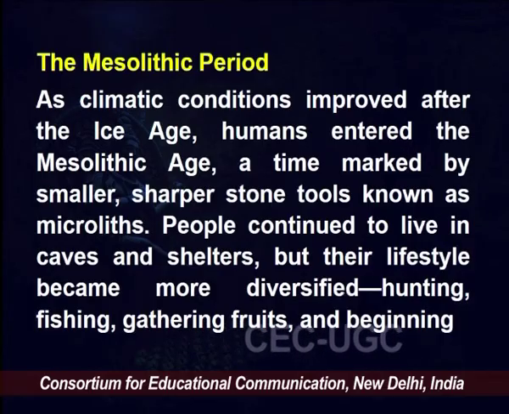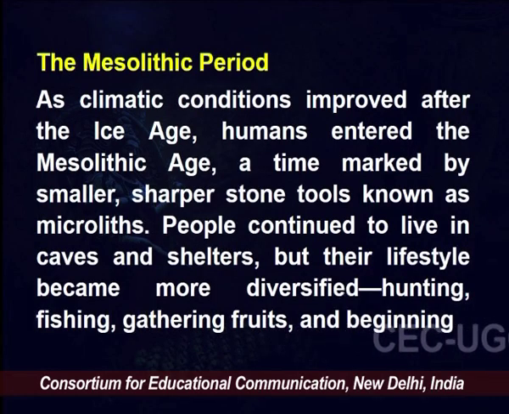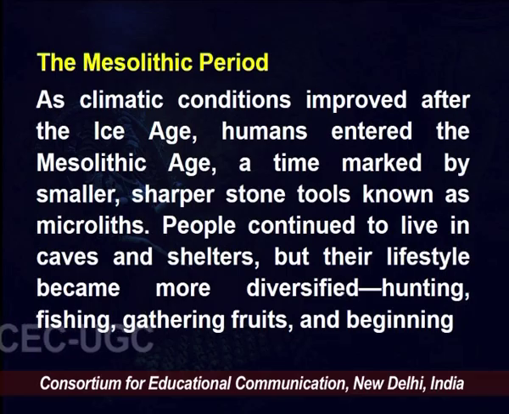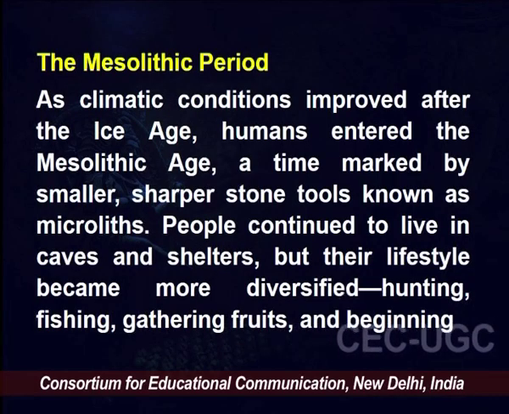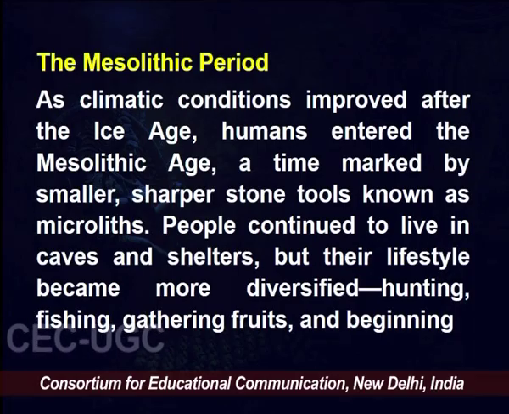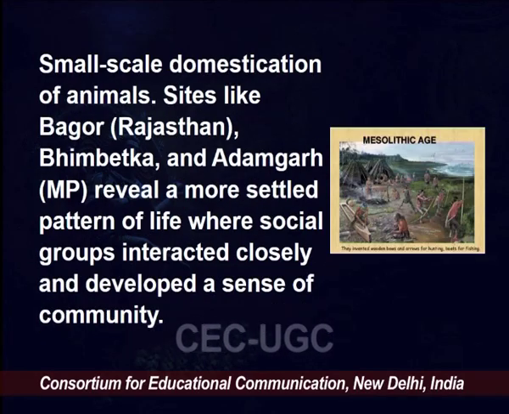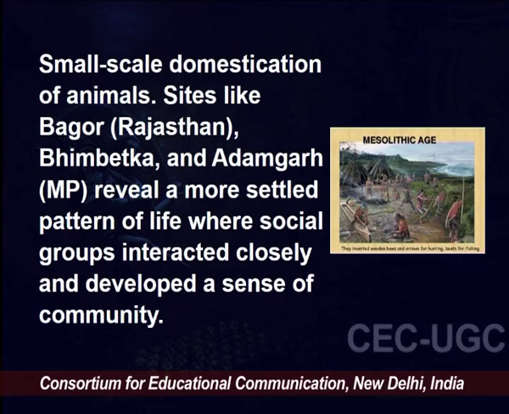So in the Mesolithic period, as climatic conditions improved after the Ice Age, humans entered the Mesolithic age, a time marked by smaller, sharper stone tools known as microliths. People continued to live in caves and shelters, but their lifestyle became more diversified: hunting, fishing, gathering fruits, and beginning small-scale domestication of animals.